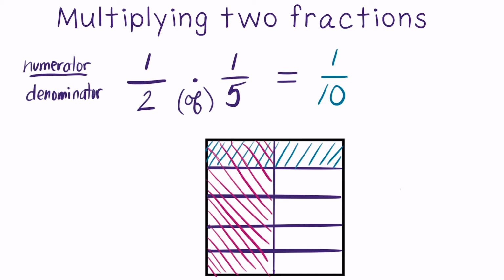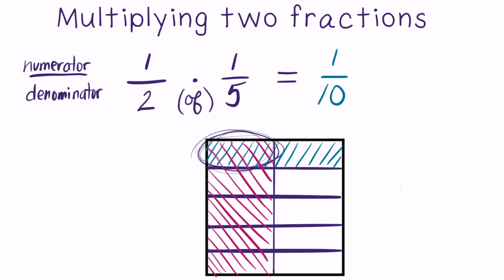And since I'm looking for 1/2 of 1/5, what I'm really looking for is how much of the box is shaded in both colors, or in both directions, horizontally and vertically. And as you can see, one of the parts is shaded horizontally and vertically. So that's going to be my numerator, that one of the equal parts. And my denominator is going to represent how many equal parts the box has been broken into. In this case, it's 10 equal parts. 2 groups of 5 if I'm looking vertically, or 5 groups of 2 if I'm looking horizontally.